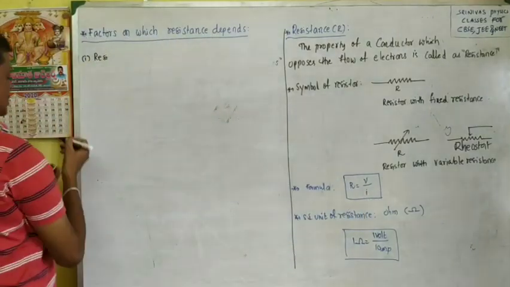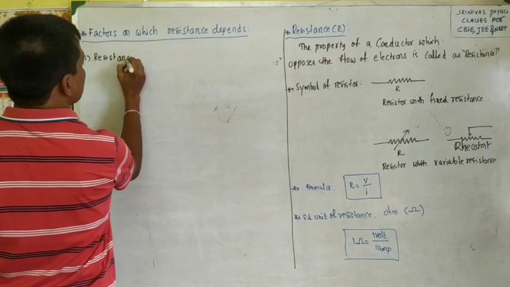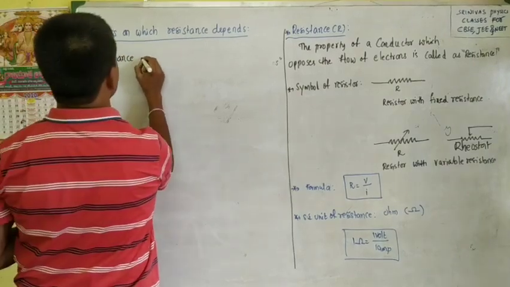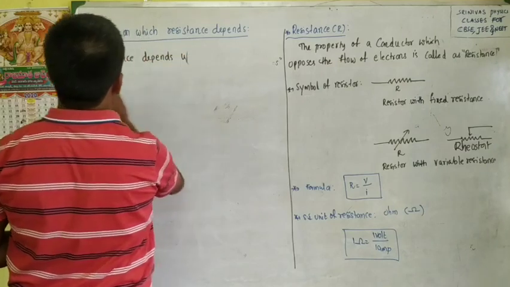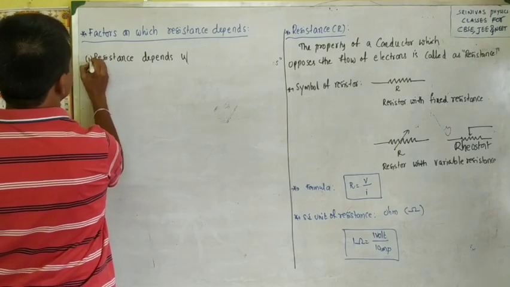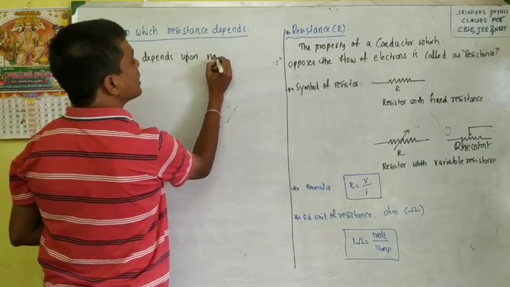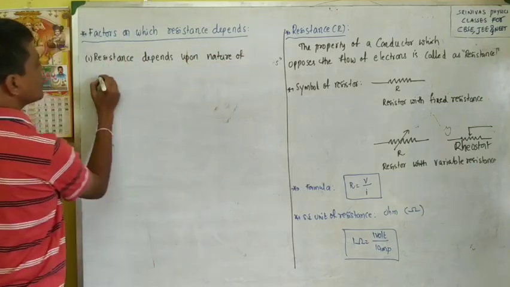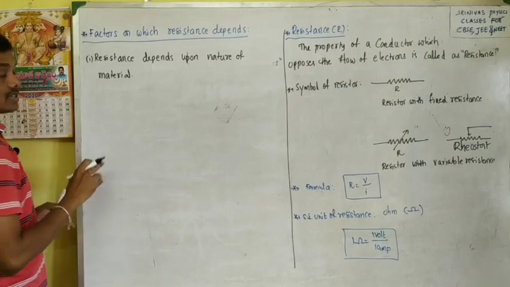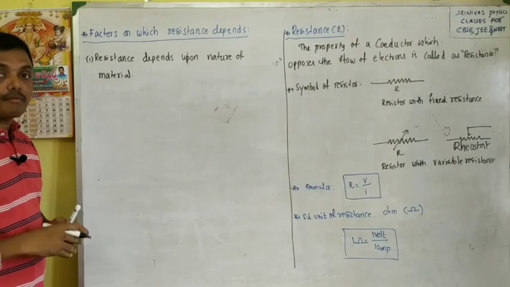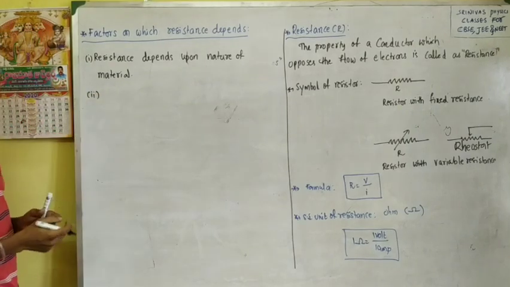Let us see now the factors on which the resistance depends. Resistance of a conductor depends upon, first, the nature of material. Different materials have different resistances. Aluminum has different resistance, copper has different resistance, manganese has different resistance.